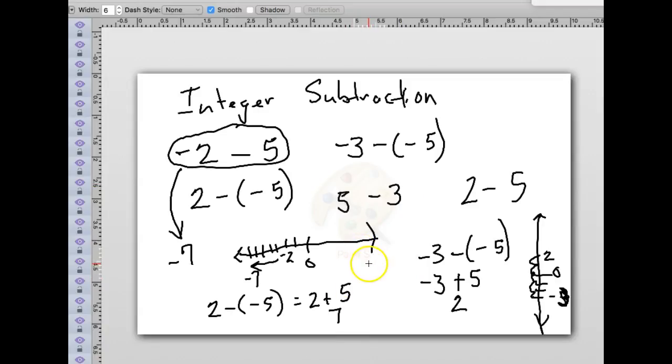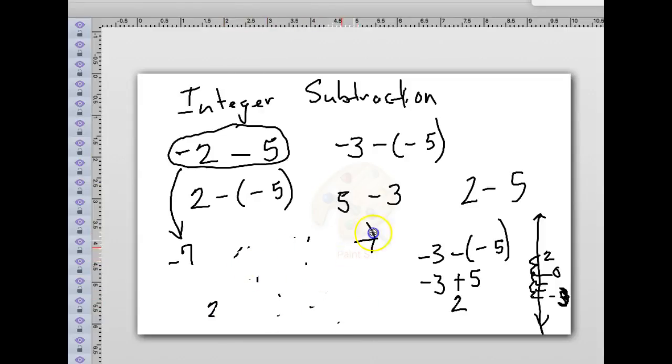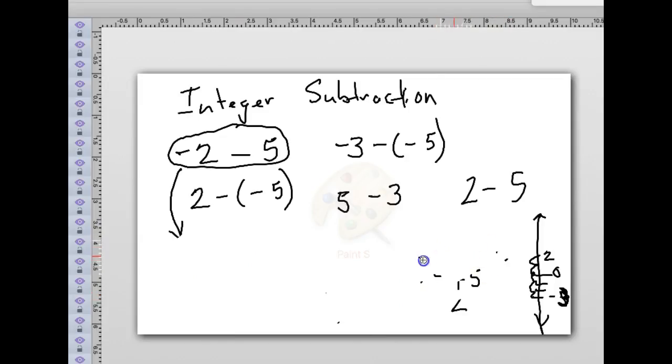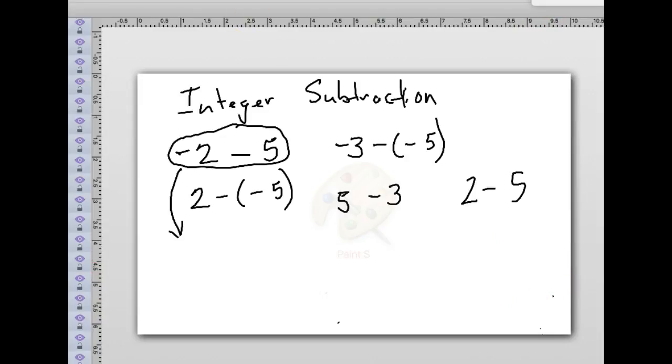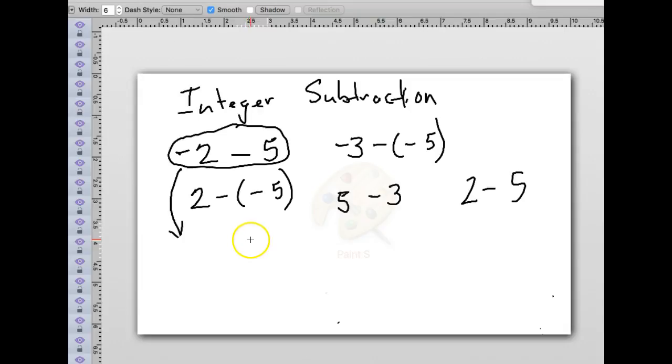And then the next one, 5 minus 3 is just 5, and then you take 3 of them away. So that would be 2.